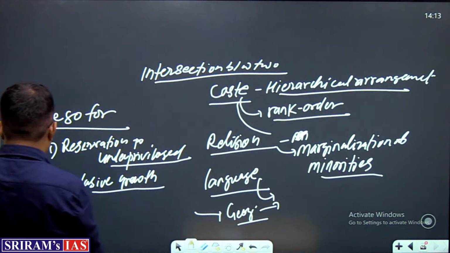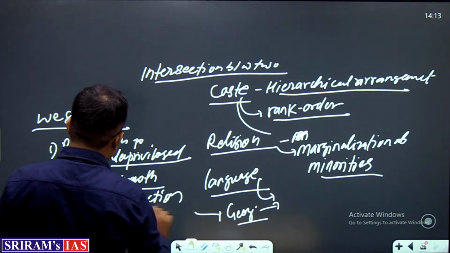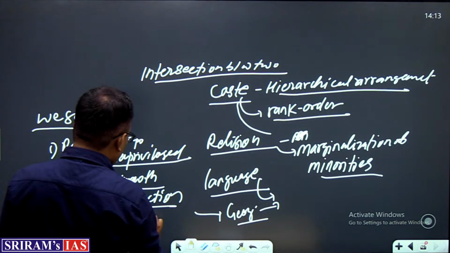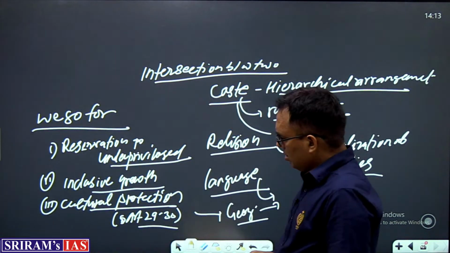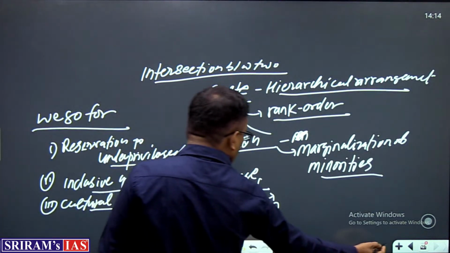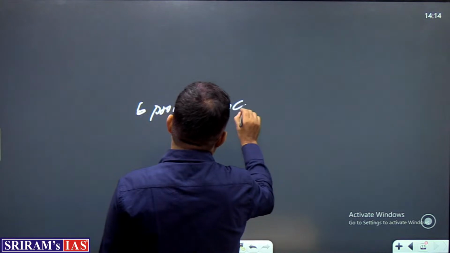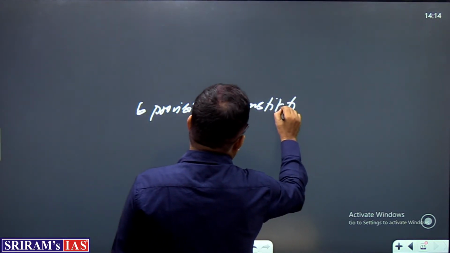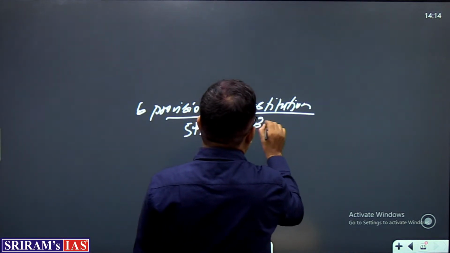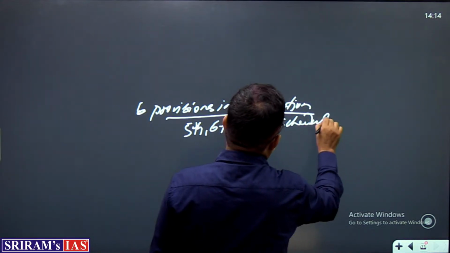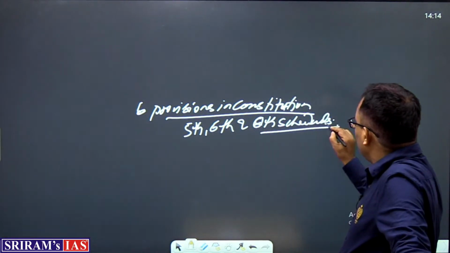Third, we can say cultural protection. We have cultural protection for minorities, like Articles 29 and 30 of our constitution, which give protection to these sections. Again, among the provisions in the constitution, you could mention the 5th, 6th and 8th schedules of the constitution.